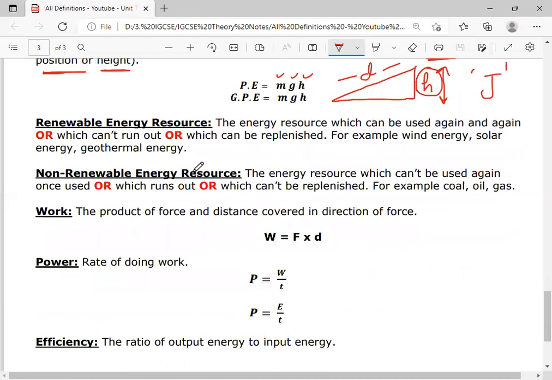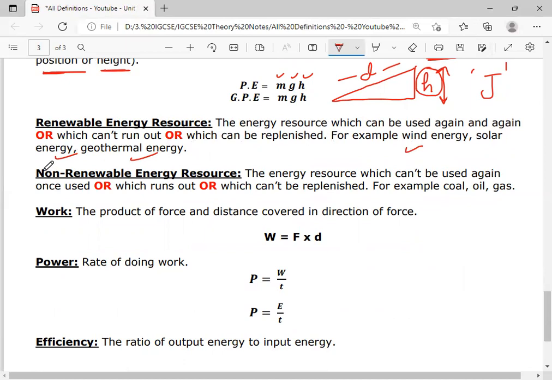Then renewable energy resources. The energy resources which can be used again and again, or which cannot run out, or which can be replenished, are called renewable energy resources. For example, wind energy, solar energy, geothermal energy. So all these are examples of renewable energy resources.